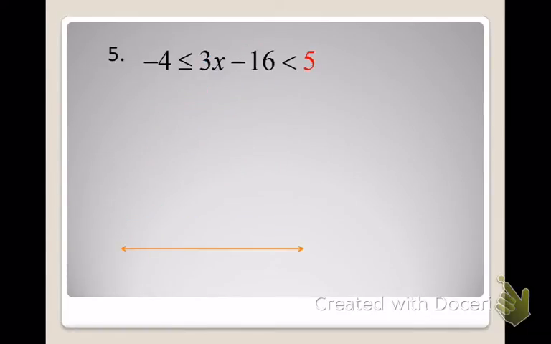Okay? Now you try one. Stop the video. Isolate x. Remember that whatever we do in the middle, we got to do to the wings, and then go graph.